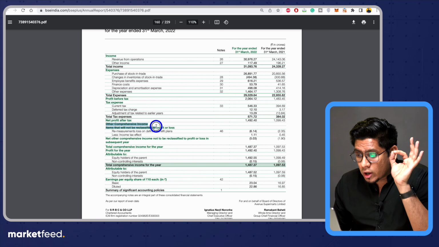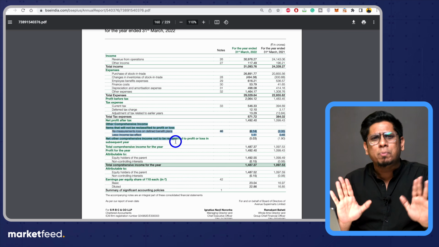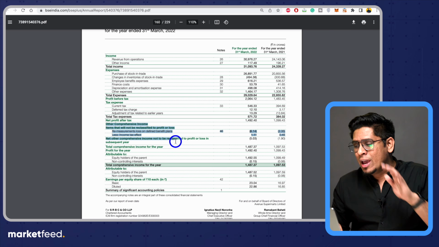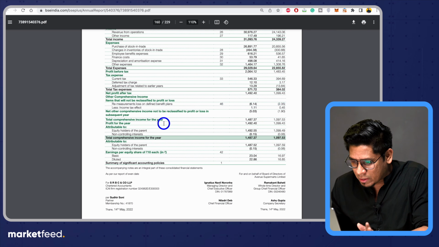Now you've understood what other comprehensive income is. Just keep it to your understanding. You need not look into it. It's not very necessary to look into it whenever you analyze a profit and loss statement, I'd say.